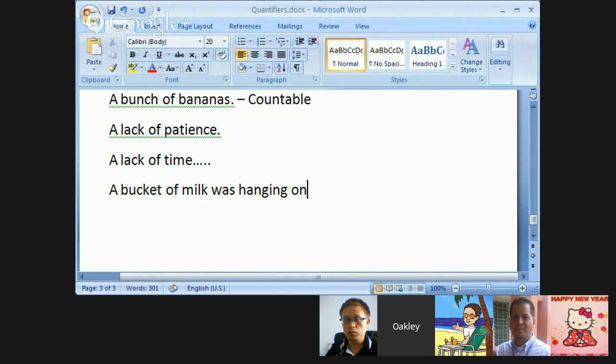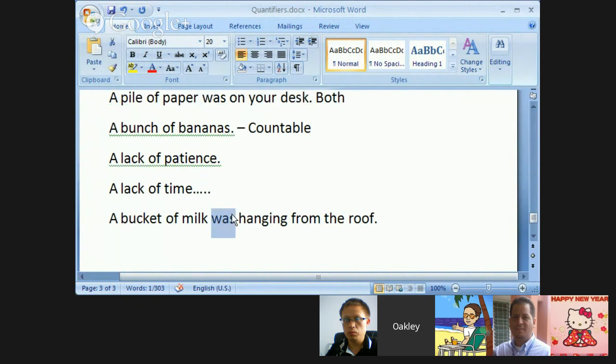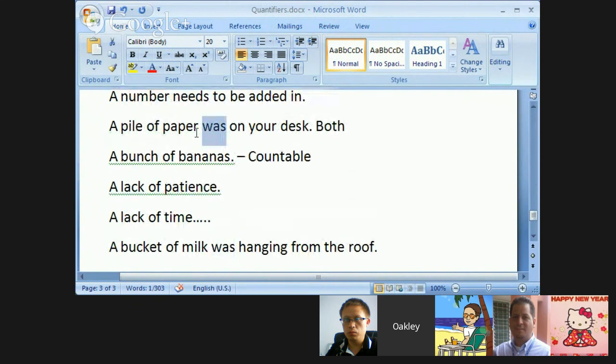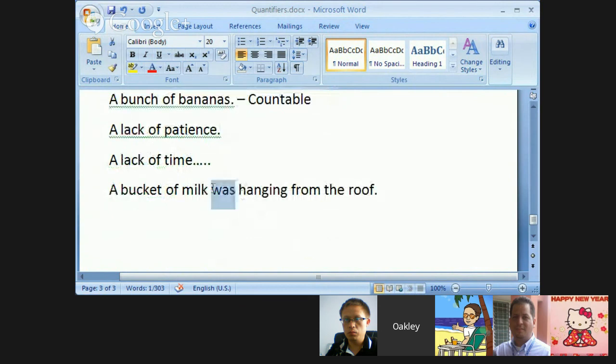Yeah, you're right. It would be from the roof. A bucket of milk was hanging from the roof. We obviously can't say were. Yeah, when we use an uncountable, we have to use a singular verb form. A pile of paper was on your desk. A bucket of milk was hanging from the roof. Right. With one of these quantifier constructions with an uncountable noun, yes, we're going to use a singular verb form. That's right. I hope that answered your question. Yeah, of course. Thank you.